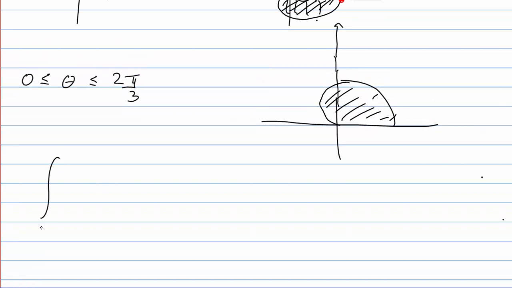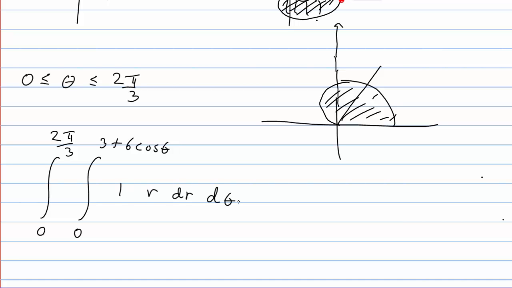So we're going to go from 0 to 2 pi over 3. As long as theta is between those two values, if you take a typical ray, its inner boundary is going to be 0, and the outer boundary is going to be, again, the limacon, 3 plus 6 cosine theta. 1 r dr d theta.